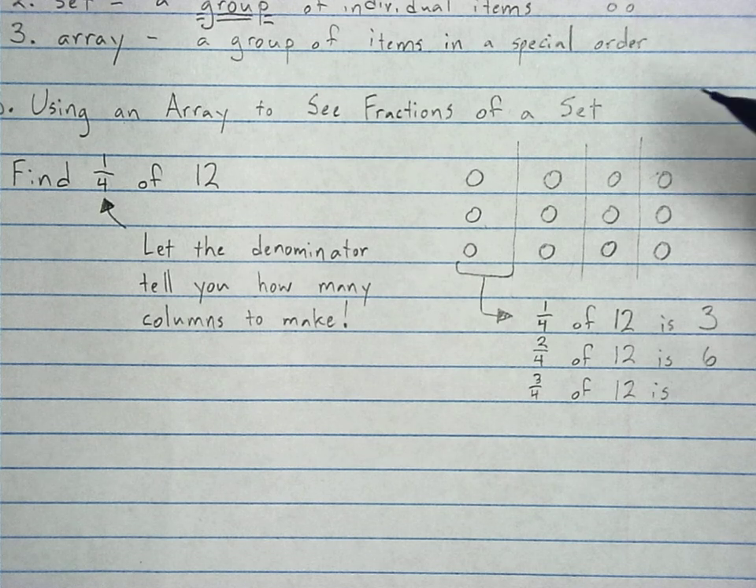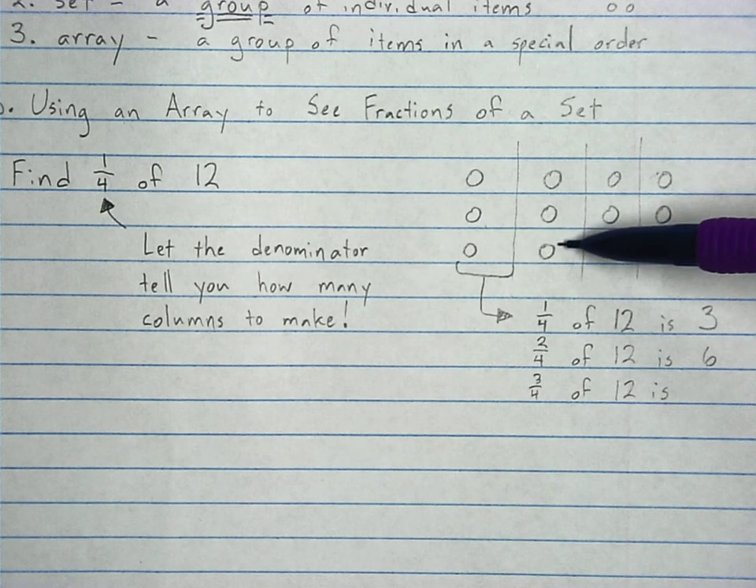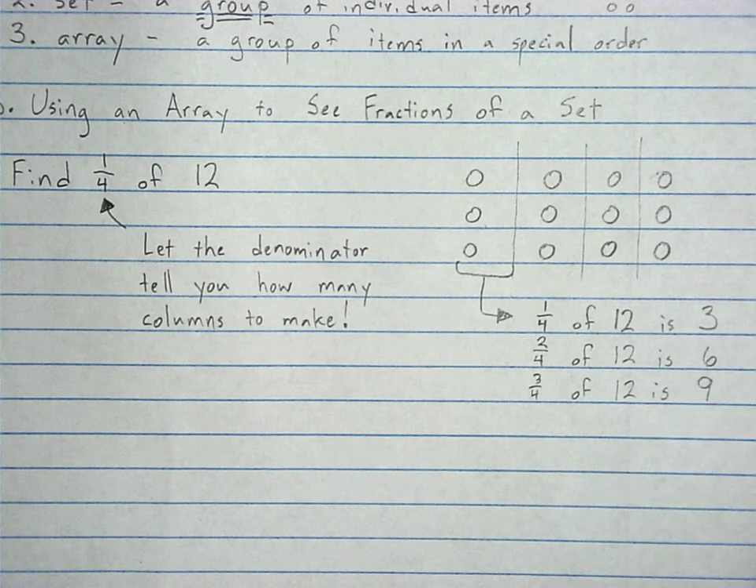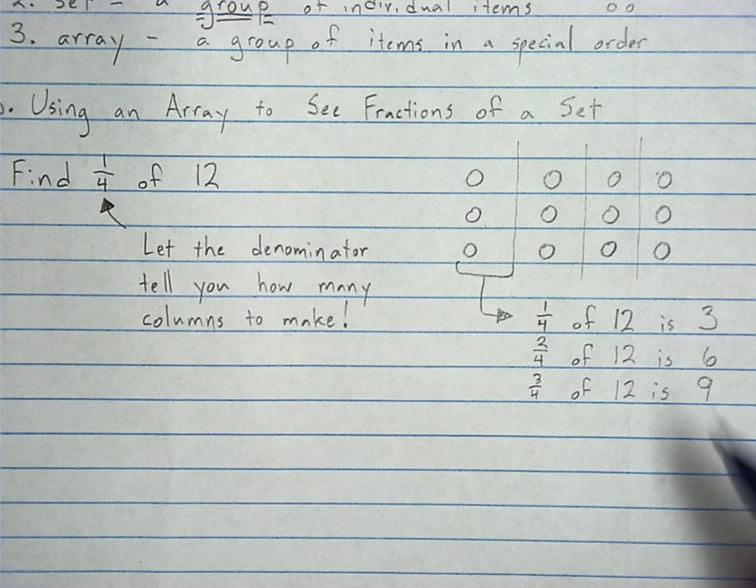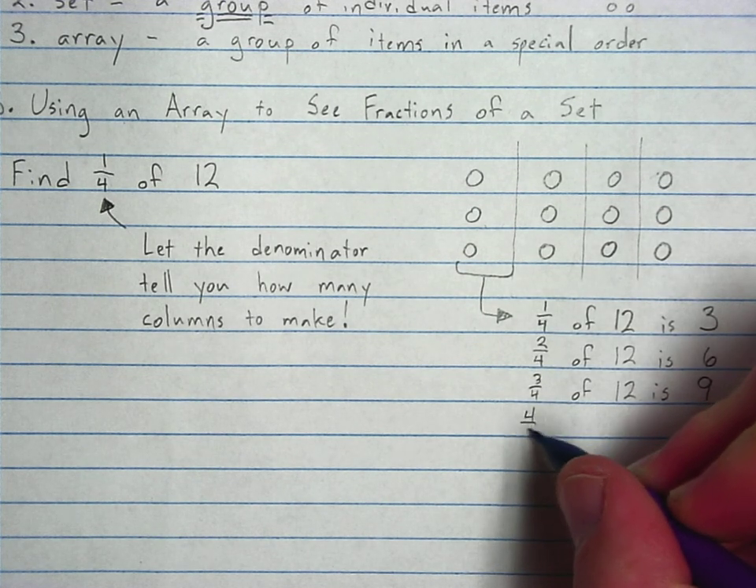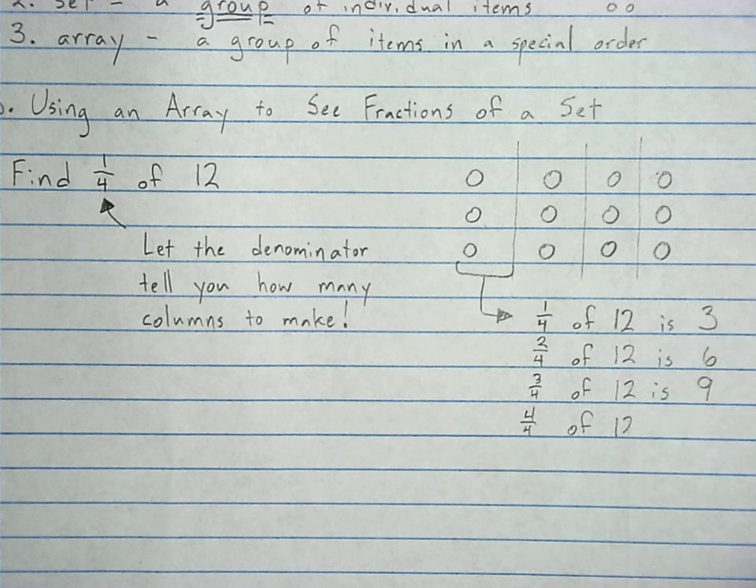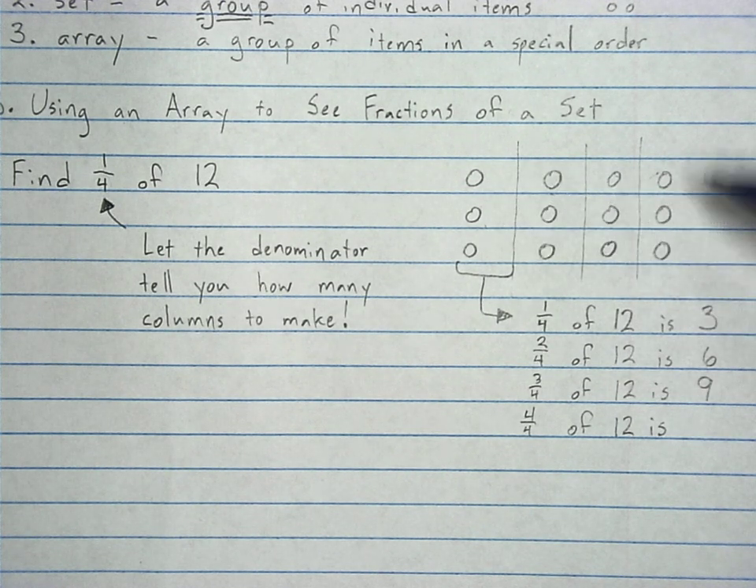Or if you prefer, 3, 6, 9. Now I'm skip counting. Skip counting by this number right here. If I go to 4/4 of 12, 3, 6, 9, 12.